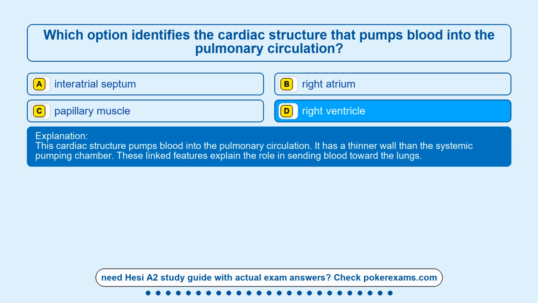This cardiac structure pumps blood into the pulmonary circulation. It has a thinner wall than the systemic pumping chamber. These linked features explain the role in sending blood toward the lungs.